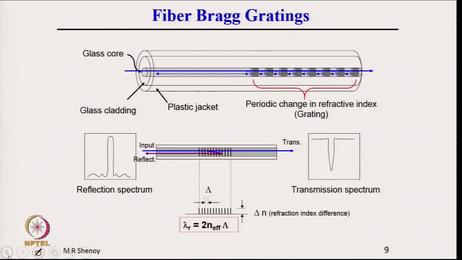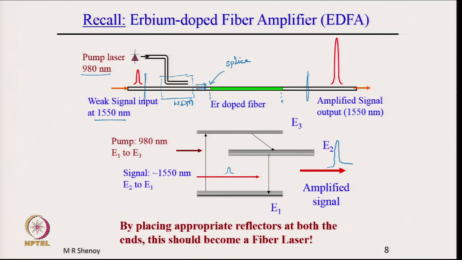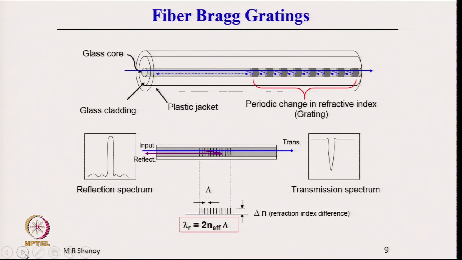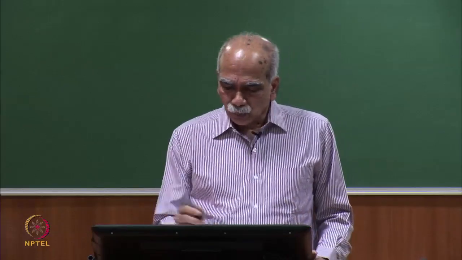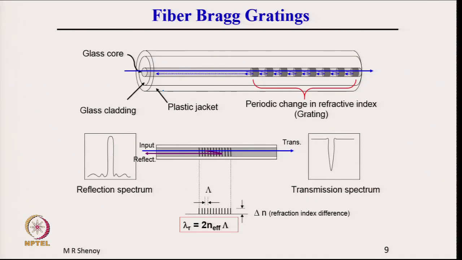As I mentioned earlier, instead of using bulk mirrors, which have alignment problems, it is much better to use what are called fiber Bragg gratings. For those of you who are not familiar, fiber Bragg gratings have high reflectivities at the design wavelength. The period is chosen in such a way that at the design wavelength there is very high reflectivity. What is schematically shown here is a fiber Bragg grating.